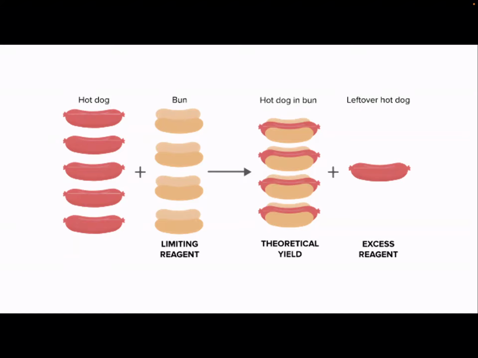Now, the theoretical yield is all based off of the limiting reactant. The theoretical yield says, in theory, this is what I can make. Now, it's purely theory because there's a lot of side reactions that could go on. But in theory, the limiting reactant is going to control the theoretical yield.